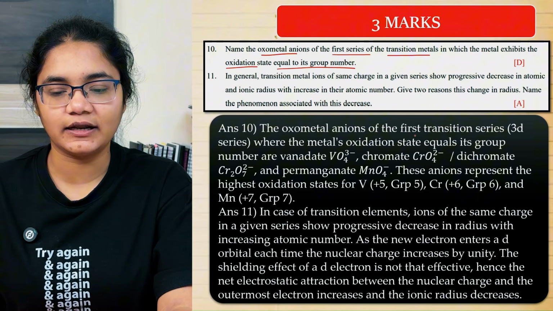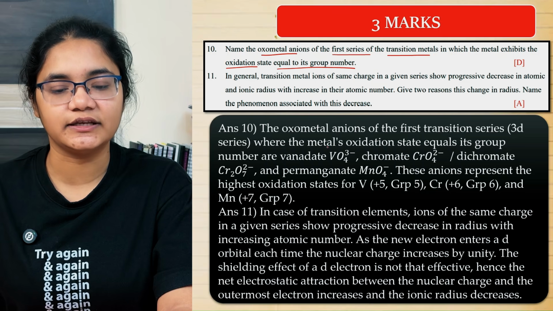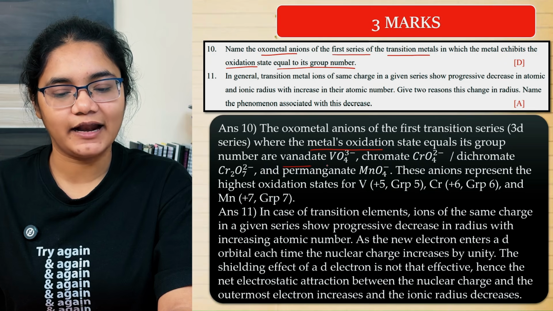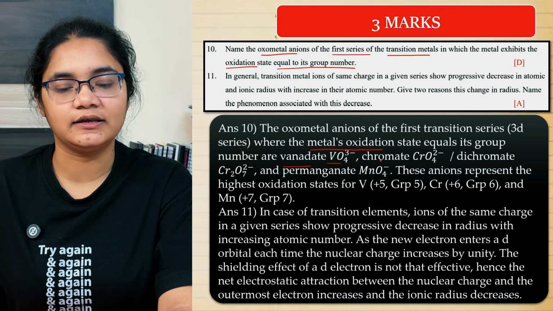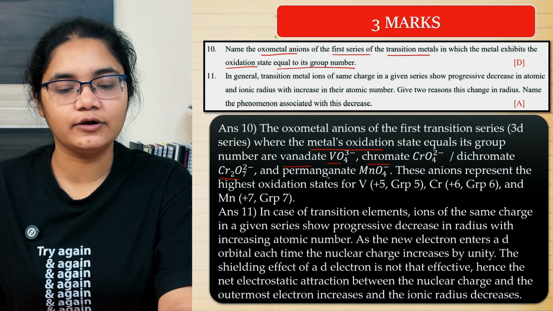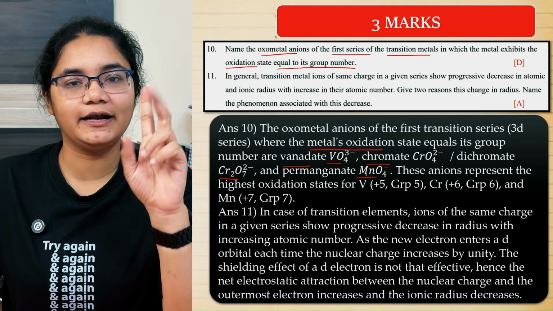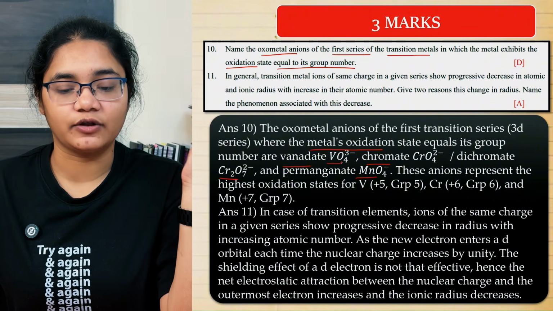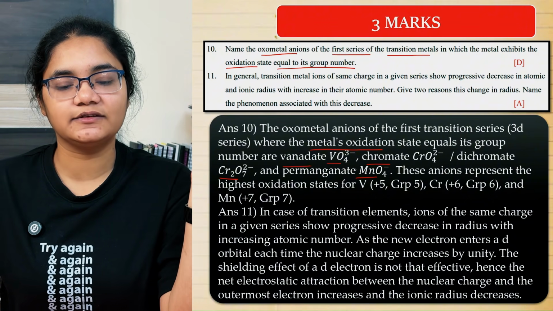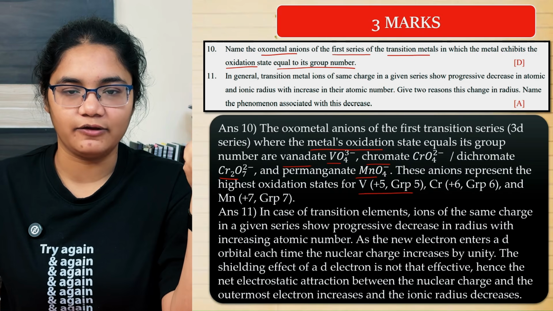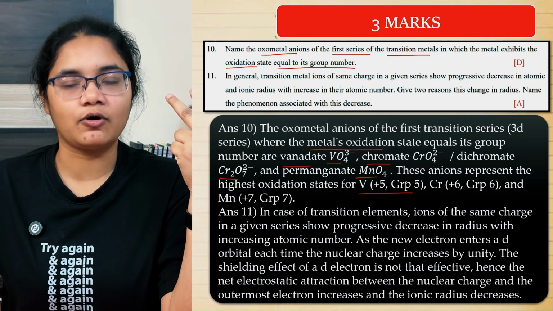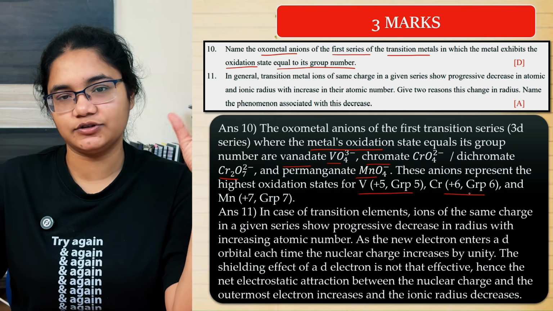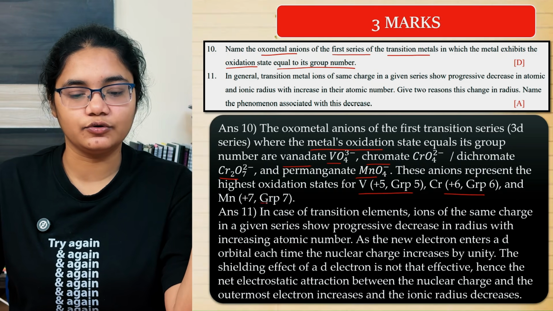So you can see the oxometal anions of the first transition series where the metal oxidation state equals the group number are vanadate, VO4 3-, chromate, dichromate and permanganate. In vanadate, the oxidation state is +5 and vanadium belongs to group 5. In chromate and dichromate, the oxidation state is +6 and it belongs to group 6. In manganese, the oxidation state is +7 and it belongs to group 7.